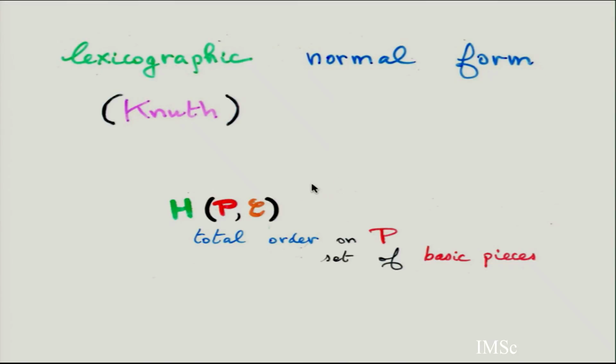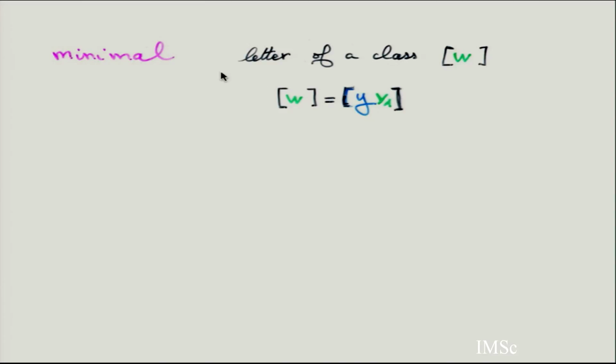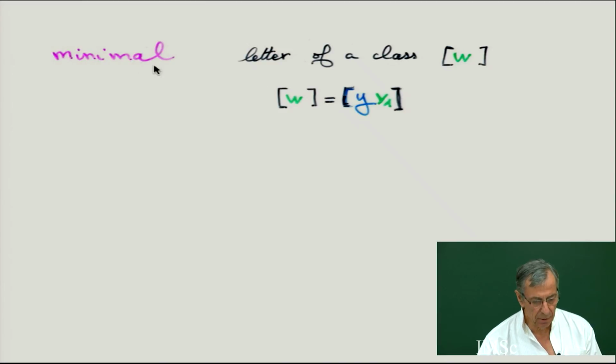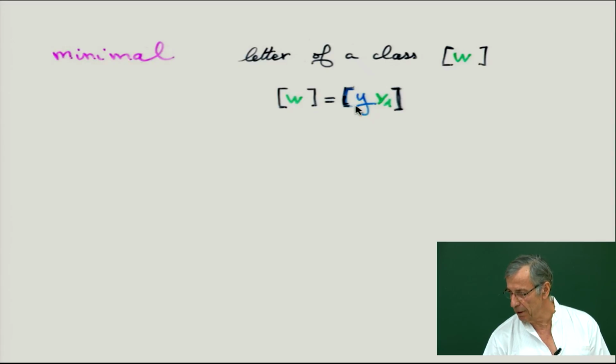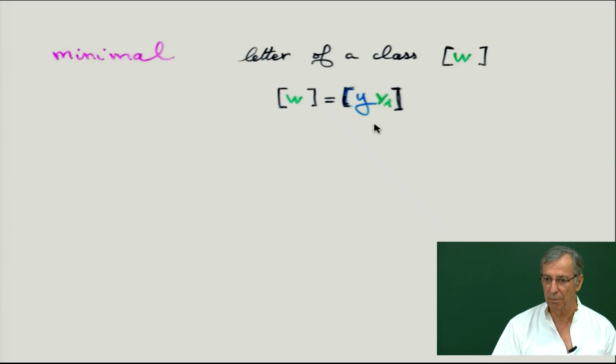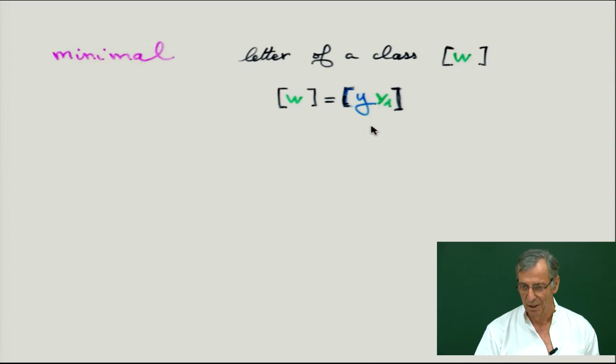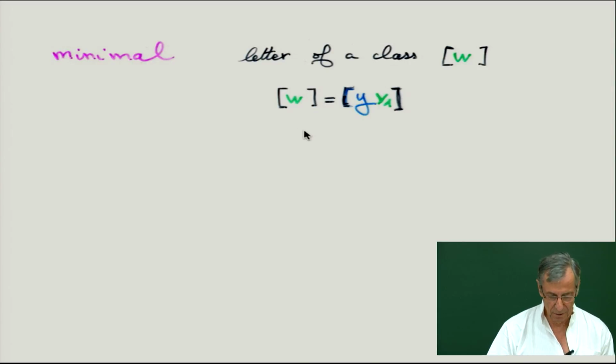So suppose you have a total order defined on the basic pieces. And when you have an equivalence class, I will take the minimum letters, the letters you can put at the beginning. This is the minimal letters. I will call it the minimal letters of the equivalence class. So I will define the Knuth or lexicographic normal form in terms of commutation monoid. You can translate this in terms of heaps of pieces.